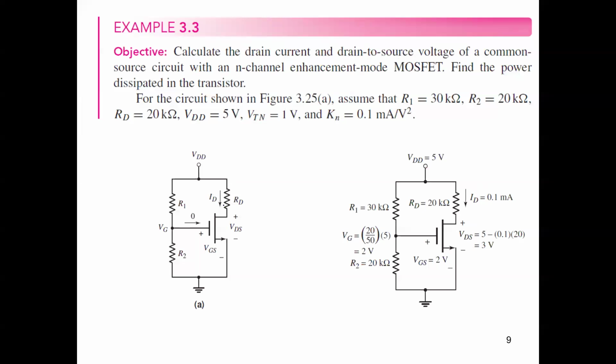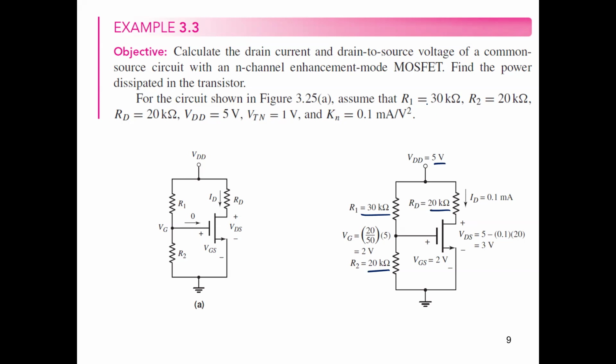Firstly, we have our circuit here. We have VDD equals 5 volts, R1 equals 30 kilo ohm, R2 equals 20 kilo ohm, and RD equals 20 kilo ohm. We need to calculate ID and VDS. Actually, we have some numbers here for the results, but these are for sure not given in the question.